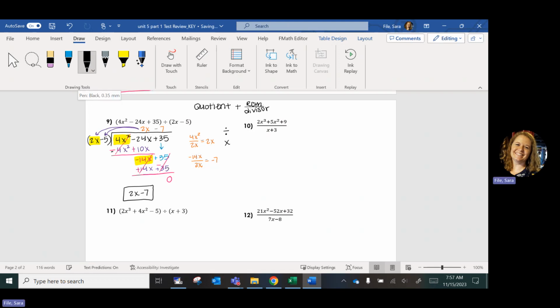And then once we did that, we subtracted. We drew our line and changed our sign. We subtracted. And then we brought down the next term. And then we repeated the cycle.